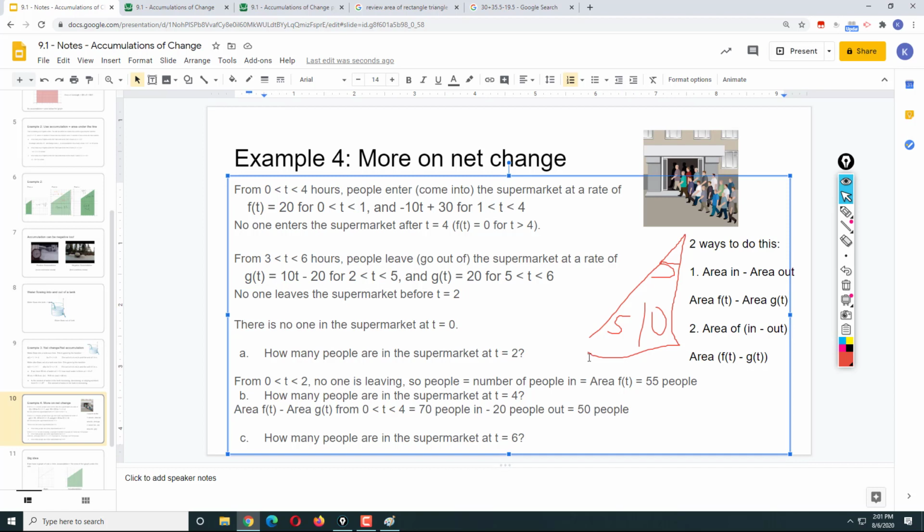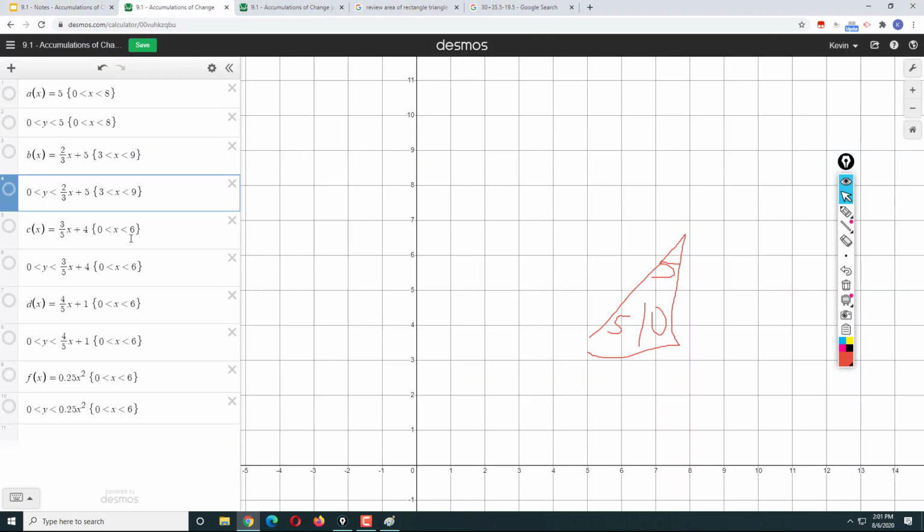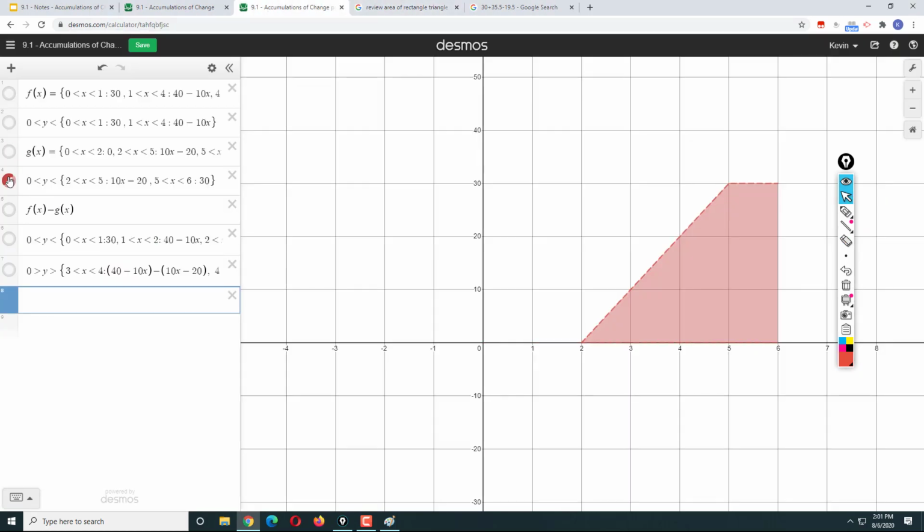Finally, part C. How many people are in the supermarket at t equals 6? Okay. From 0 to 6, well, here are the number of people who have come in. Here are the number of people who have come out. They have the same area. They're symmetric.